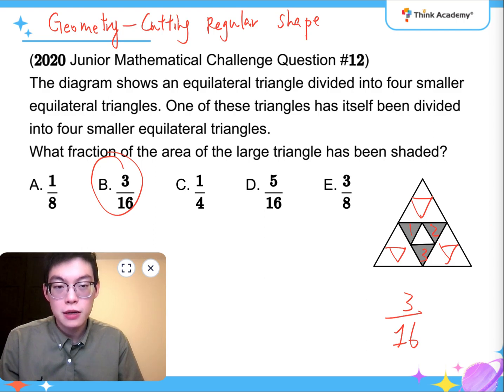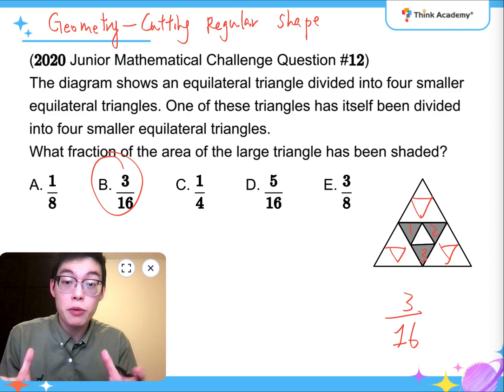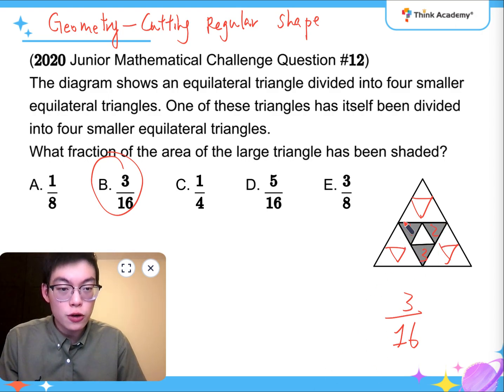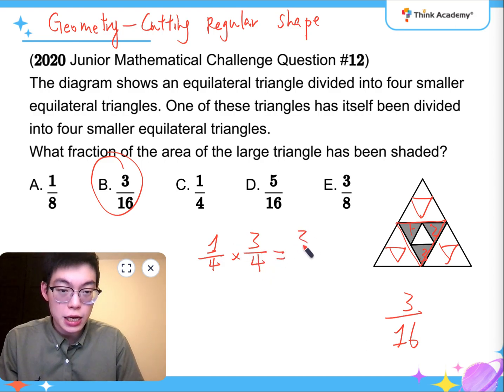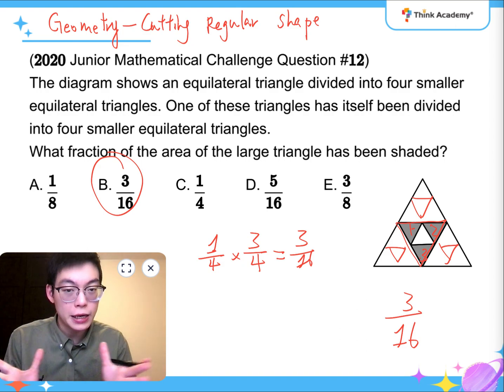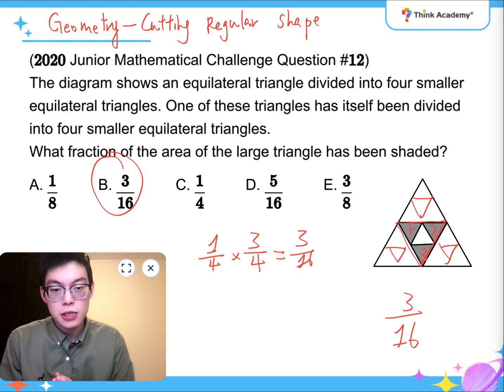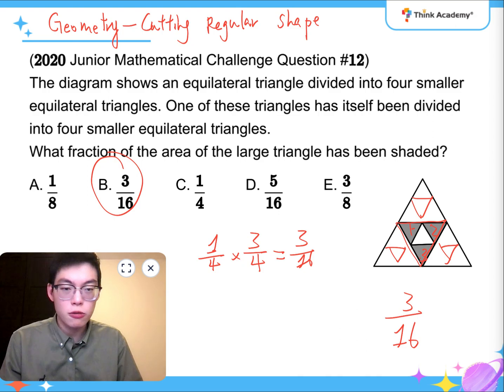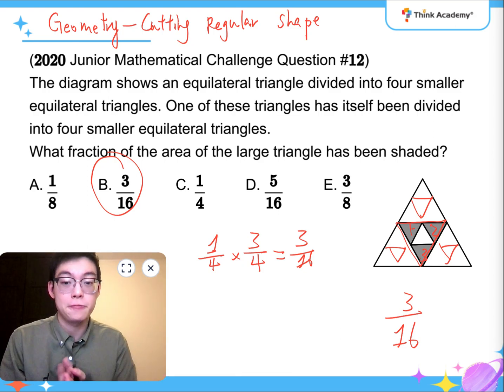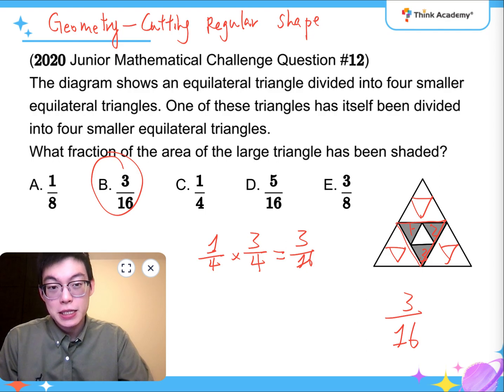That's it. Or, of course, you can use the numerical way to do it. I can see that I'm just looking at one out of the 4 equilateral triangles. So I've got 1/4, representing this triangle. And inside this triangle, only 3 parts out of 4 are shaded. So 1/4 times 3/4, that's 3/16. Again, same answer, okay? So whichever way you like, numerical way, graphical way, both are okay. Easy.